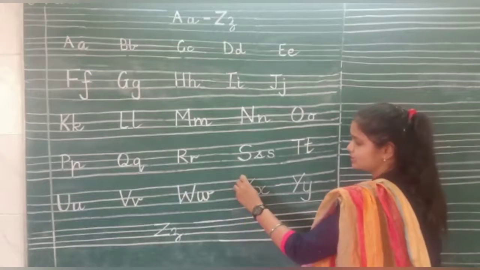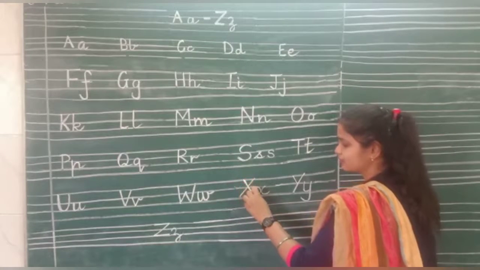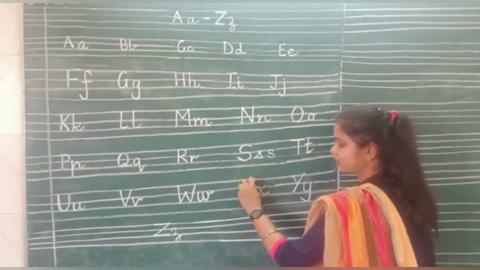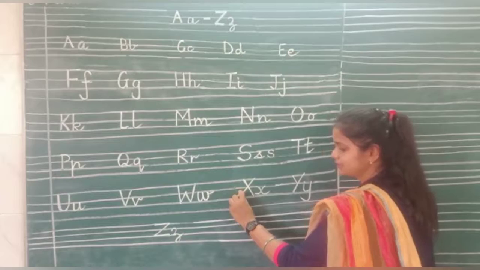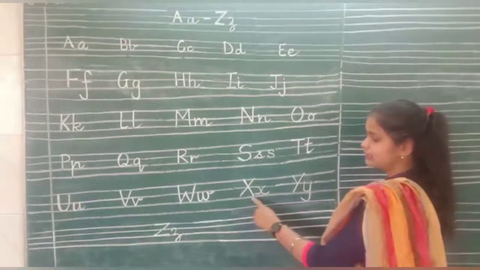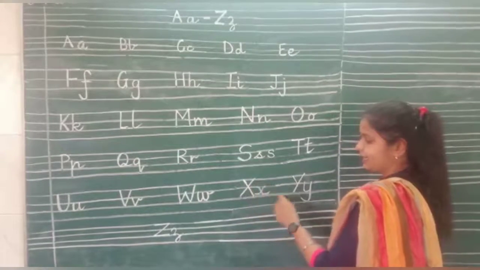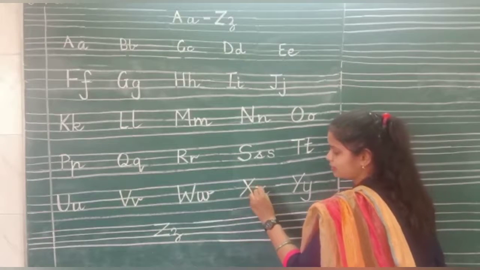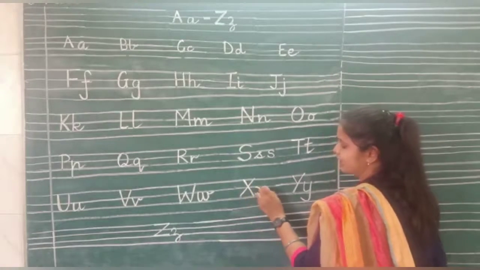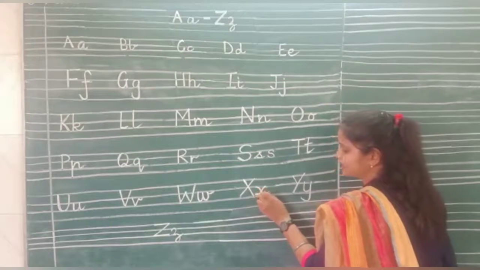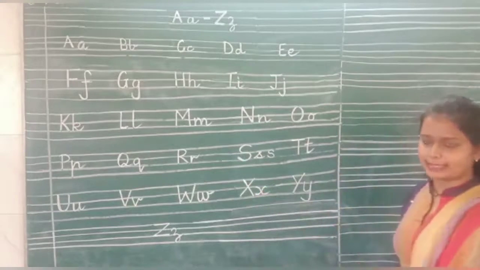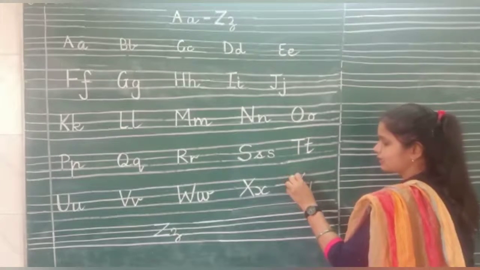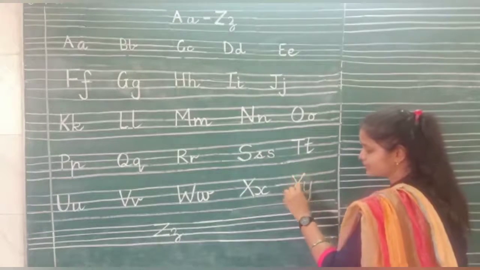Then X, a slant line starting from the first line to the third line and again a slant line crossing towards the first line like this. So this is capital X. And now coming to small x, children, we will put a curve like this and a curve like this. This is small x. Now coming to the next letter, that is Y, a slant line from the first line.